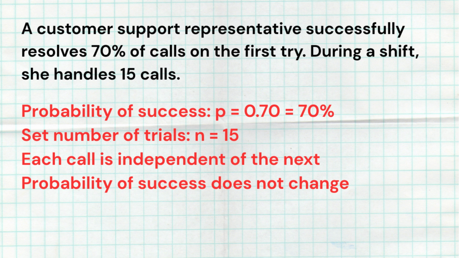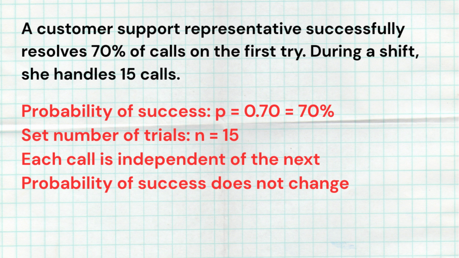That's where the bi comes from in binomial: we're given 2 pieces of information, the probability of success and the set number of trials. But we also have to make sure that each call is independent of the next, which means if one call gets resolved, it doesn't make the next call less or more likely to get resolved. It's 70% the whole time. The probability of success does not change. So if all those things are true and given to us, then we know this is a binomial distribution.